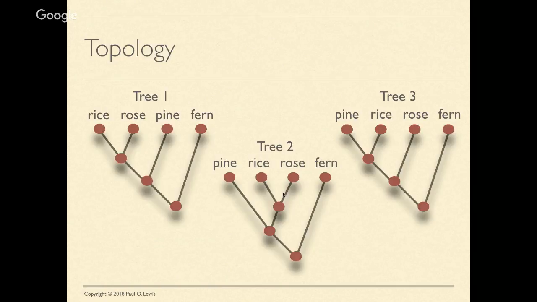For example, 2 of these 3 trees have the same topology. Can you see the one that differs? Even though tree 2 looks like it's different from the other 2, it nevertheless says, like tree 1, that rice and rose are closest relatives, and that pine is more closely related to both rice and rose than it is to fern. So tree 3 is the odd one out because it makes rice and pine closest relatives.